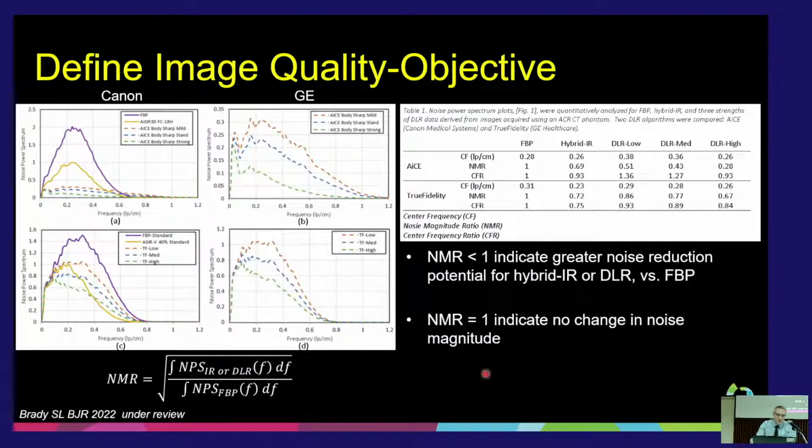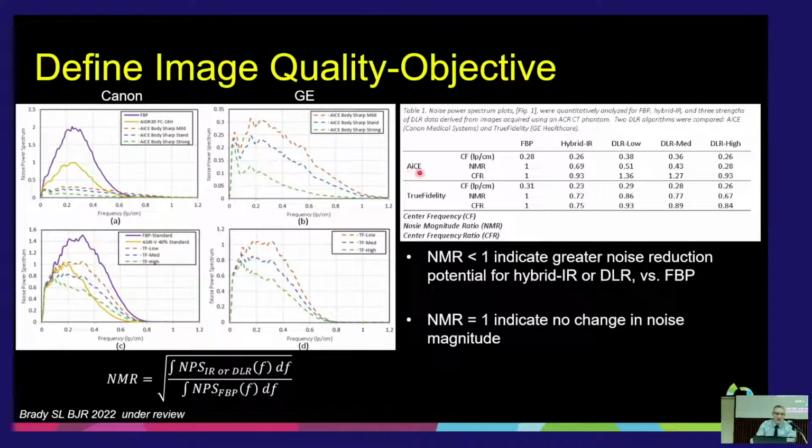Oops, there we go. There's a certain amount of change in the peak. We'll talk about that a little bit more. You see how the peak of this yellow curve is a little different than this purple curve. And then these dash curves are the deep learning curves, the deep learning algorithms. All of the vendors usually come with 3 settings or 3 flavors: low, medium, high.